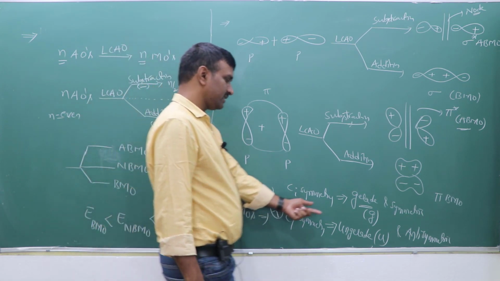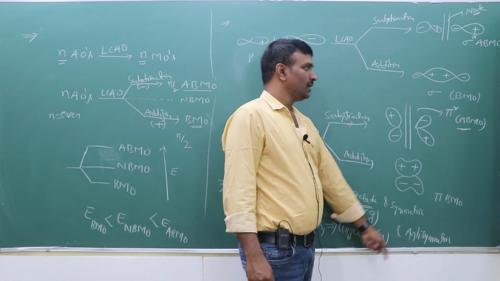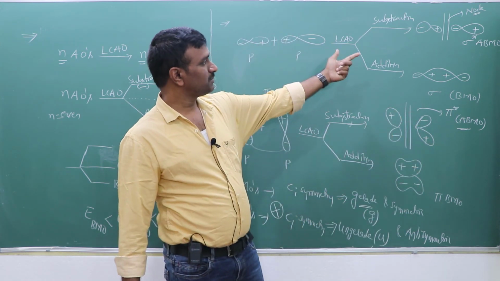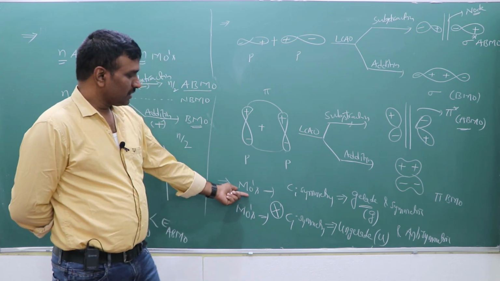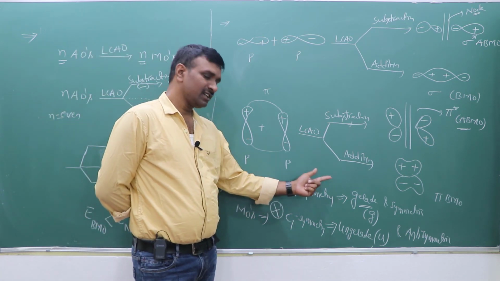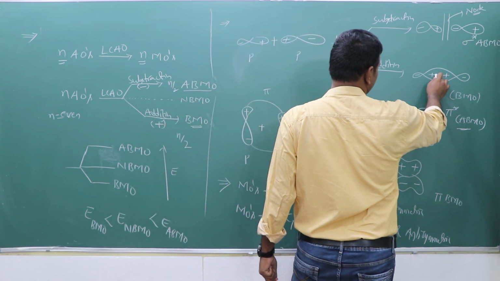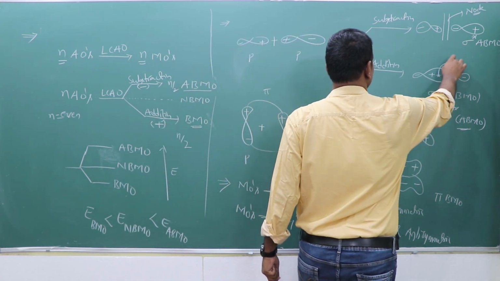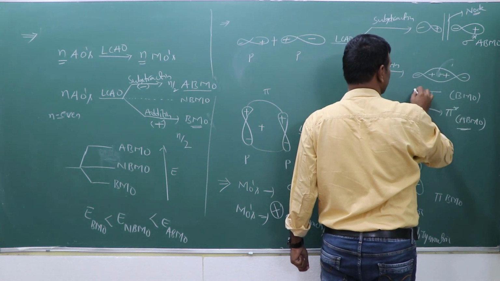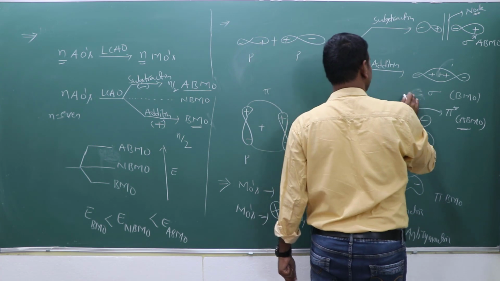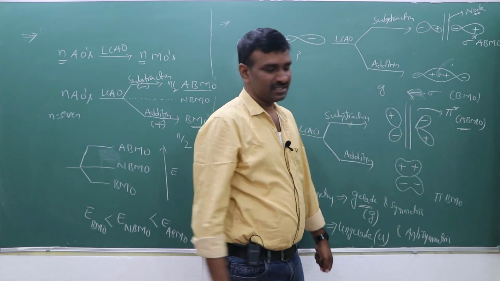Now, this concept of gerade and ungerade will be applied to the pi star, sigma and sigma star cases. The molecular orbitals having CI symmetry are considered gerade. See, listen. In the sigma orbital case, plus and plus, it is considered gerade, right? Sigma orbitals are gerade, with a center of inversion, CI, present.